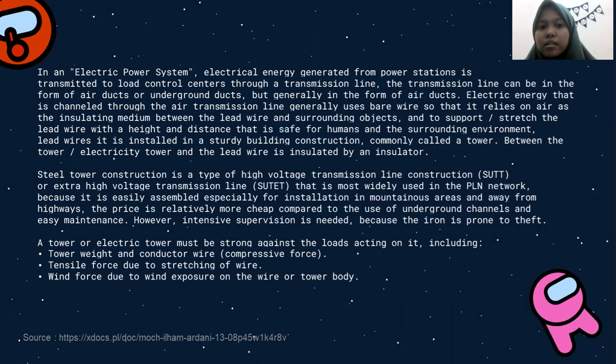Lead wire is installed in a sturdy building construction, commonly called a tower. So between the tower or electricity tower and the lead wire is insulated by an insulator. So a tower or electric tower must be strong against the load acting on it, including tower rig and conductor wire or compressive force and tensile force due to stretching of wire, and third, wind force due to wind exposure on the wire or tower body.